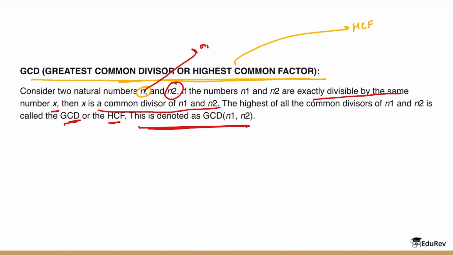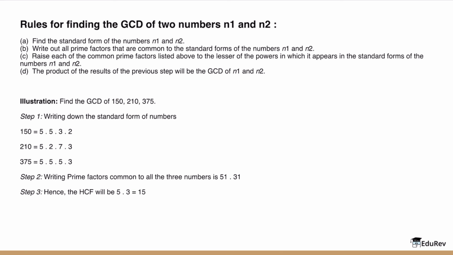Now let's figure out how to actually find the GCD of two numbers or the HCF of two numbers. So these are the steps. Find the standard form of the numbers N1 and N2. Then write out all the prime factors that are common to the standard forms of the numbers. Raise each of the common prime factors listed above to the lesser of the powers in which it appears in the standard form of the numbers. Then the product of the result of the previous step will be the GCD of N1 and N2.